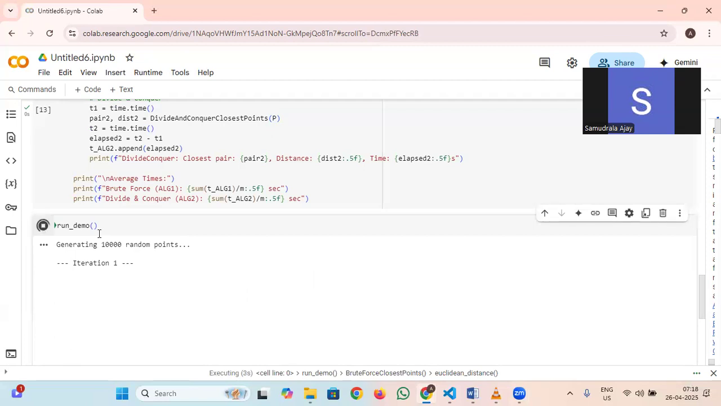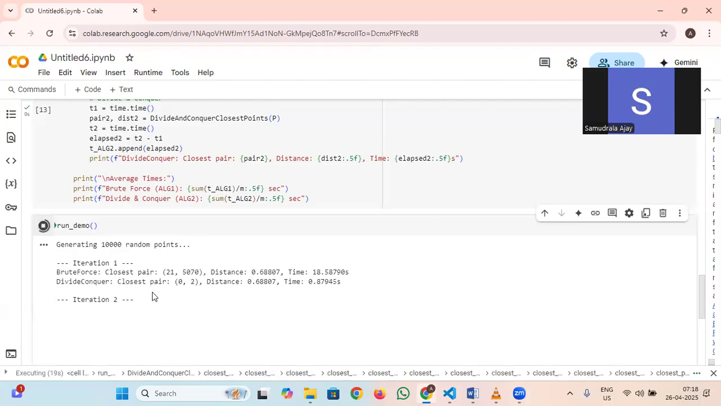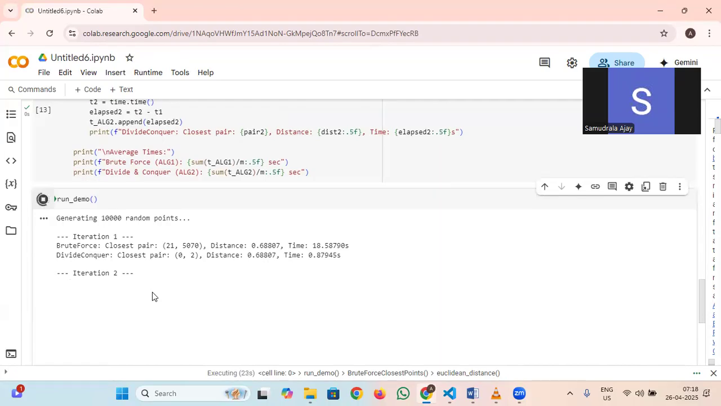It first generates 10,000 unique random 2D points. We run both algorithms three times to average the performance and reduce any randomness from fluctuations in CPU usage or system load. The first iteration is done, the second iteration is coming.